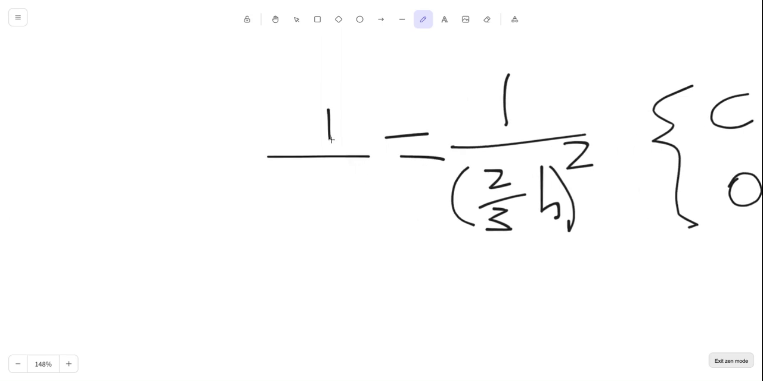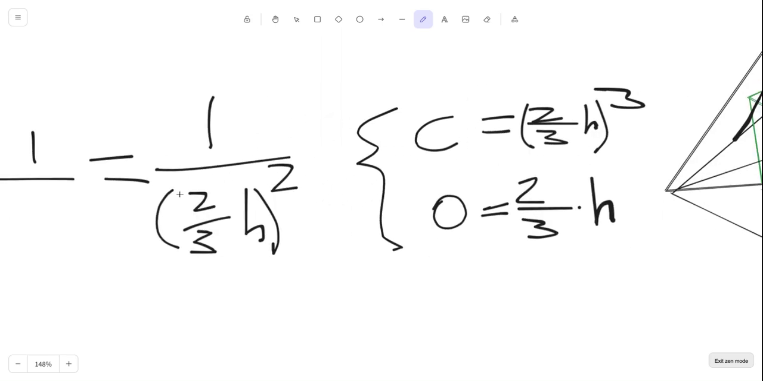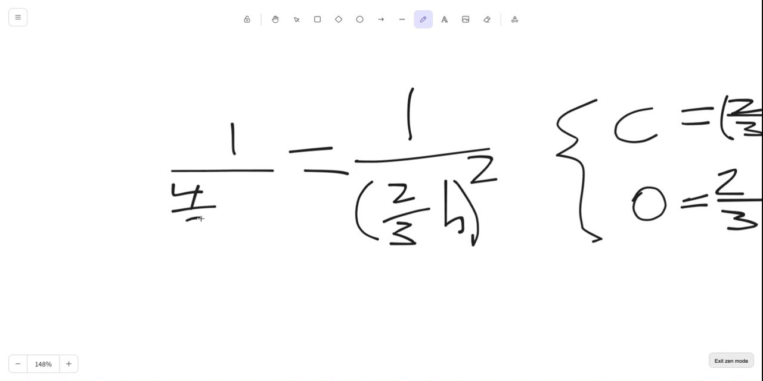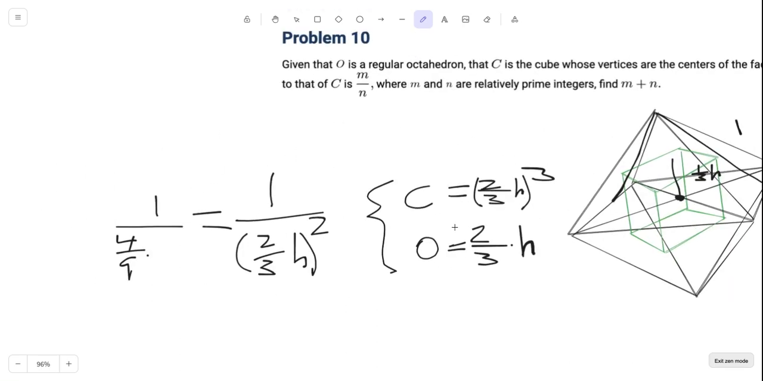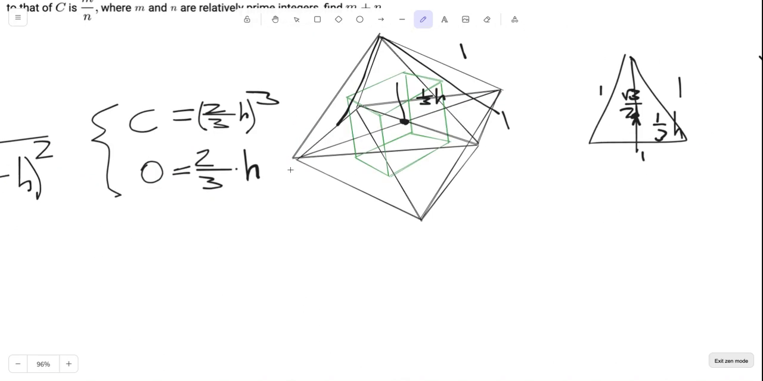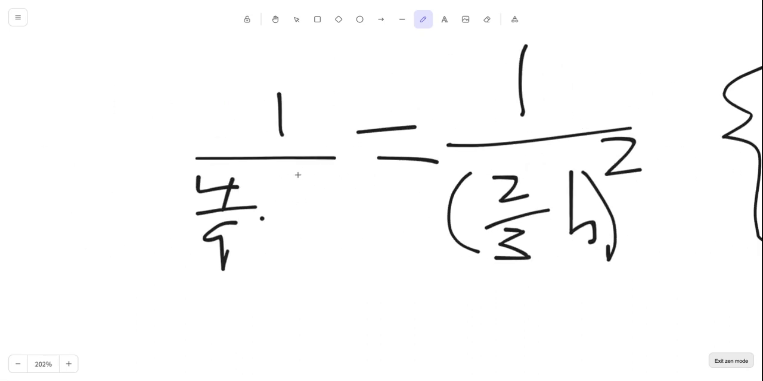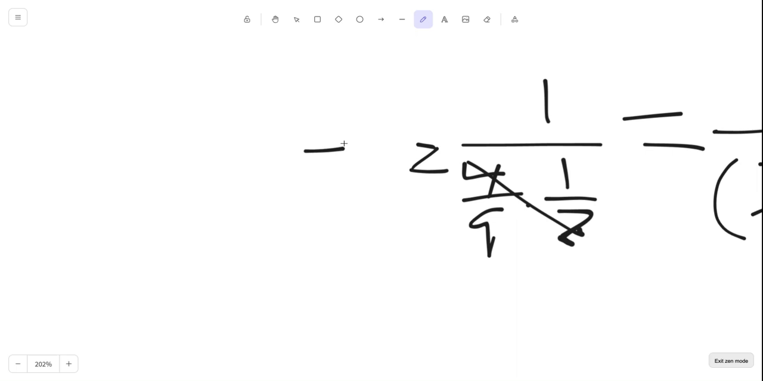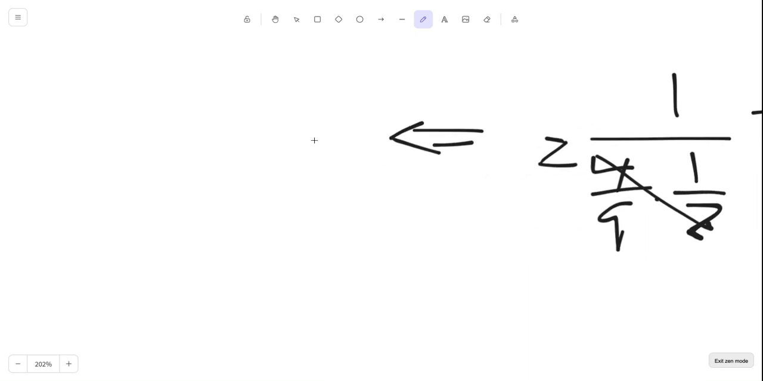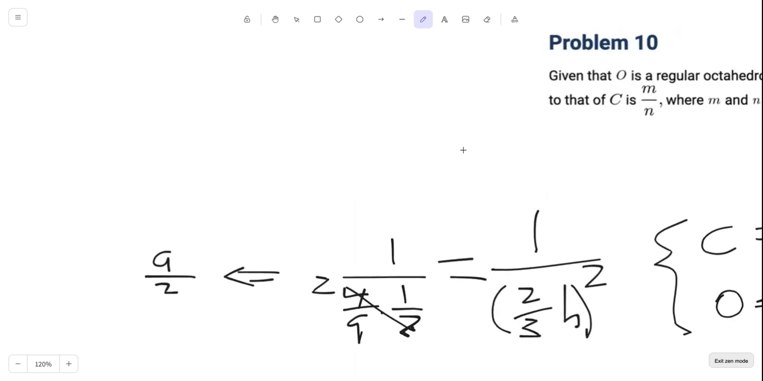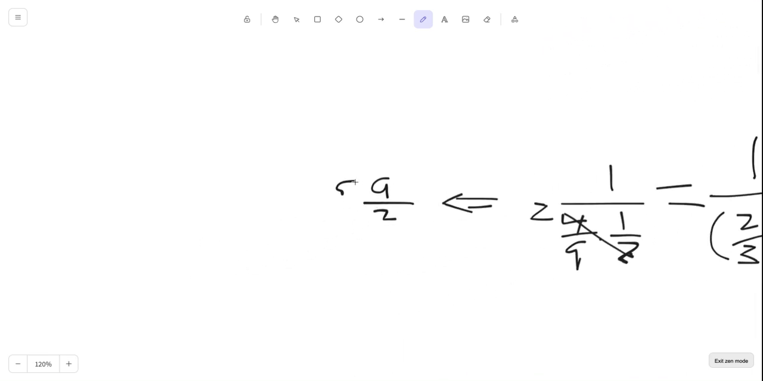And this is going to be 1 over 4/9 times h squared, which, if h is 1/2, is going to give us 1/2. That becomes 2/9. And the reciprocal of that is going to be 9/2, which is simply 11, since 9 plus 2 is 11. 11 is our final answer.